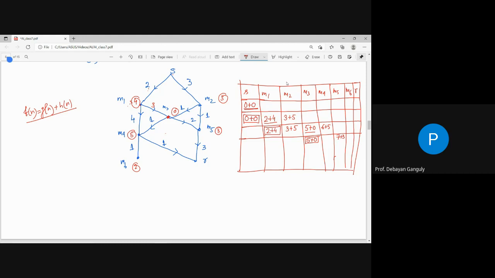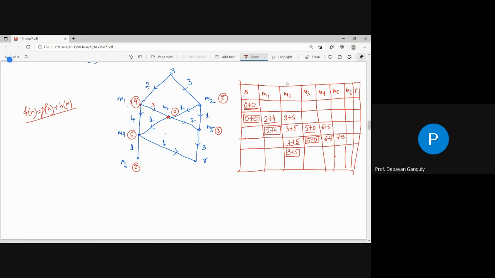And from M3 I can reach M4, right? M3 I already reached with the cost 5, and the cost between M3 and M4 is 1. That means 5 plus 1, that is 6, and the heuristic is 5. So M4 is 6 plus 5. And already there is 3 plus 5. So if you see, what is the minimum one? 5 plus 3 is 8. This one is the minimum one. So I have to select it and I can place it in the closed list, right?